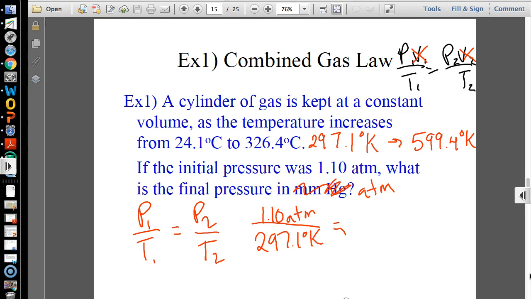Have I lost any children yet? Everybody happy? Alright, the second pressure is, I don't know, because they do the things where you circle. I know I'm solving for the second pressure, so I'm just going to rewrite that variable because that's what I'm solving for. And the second temperature is 599.4.